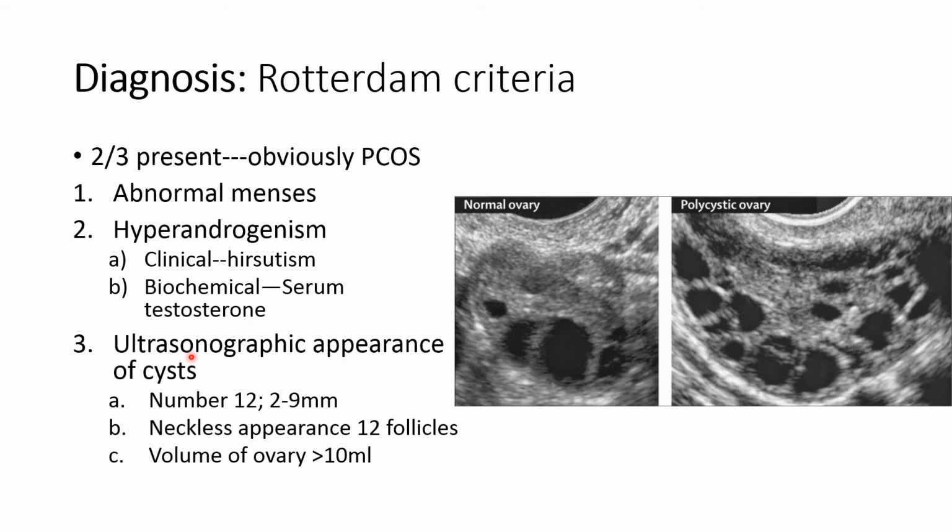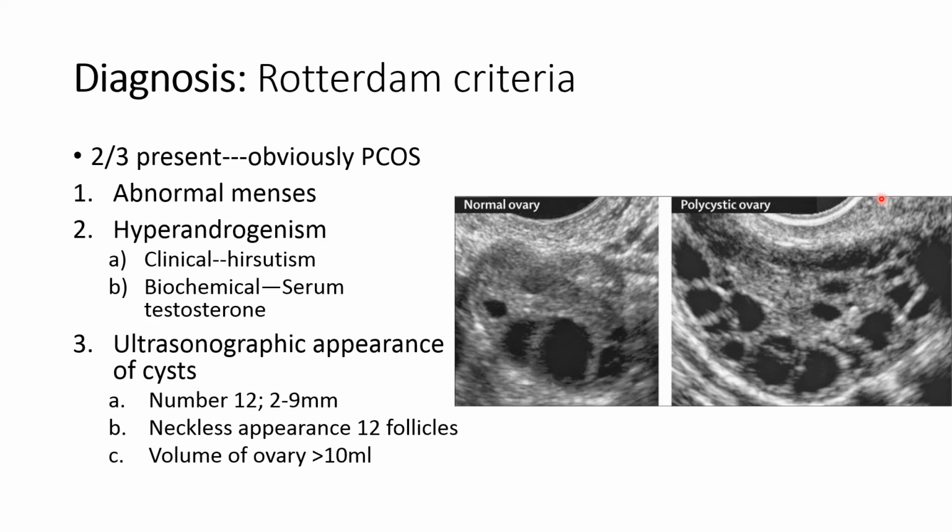If ultrasonography is done, then there should be at least 12 cystic follicles present in the ovaries. Here we can see a normal ovary and then the cystic ovary. These 12 follicles should be 2 to 9 millimeters. And there could be another thing, that there would be the appearance of a necklace on the ovaries. Here in the normal ovary it is not present, but here we can see a band. This band would include at least 12 follicles. And another thing is the volume of the ovary should be more than 10 ml.